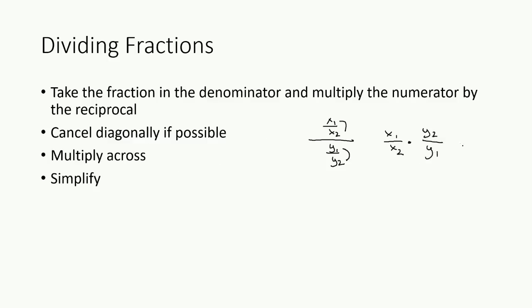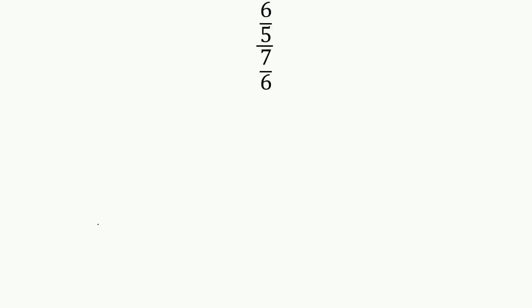So then after you do this, you just multiply. You can cancel diagonally again, and then you just multiply across, and then you simplify like all the others if it simplifies. Okay, so to make it look nicer, we're just going to do 6/5 times the reciprocal, which would be 6/7, and multiply across, which would be 36/35. And this does not simplify, but in a mixed number, it would be 1 and 1/35.